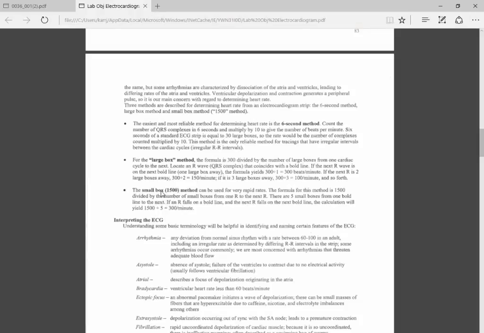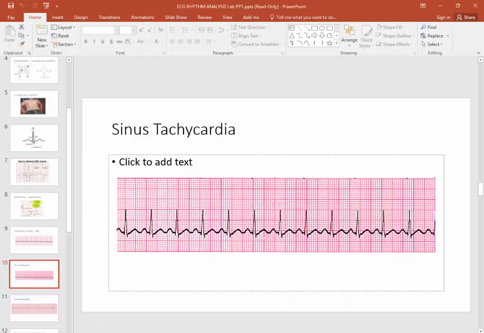So that's the large box method. And then the small box method is good for very fast heart rates. That's when they're coming so close together that there is no large box in between them. So then you just count individual squares. You take 1500 divided by the number of small boxes from R wave to R wave. So we could use that with this one. Let's start with this one here, which is pretty accurate. So how many small squares do you have? Five, right? Five, 10, and then maybe two more. So that'll be 12. 1500 divided by 12.